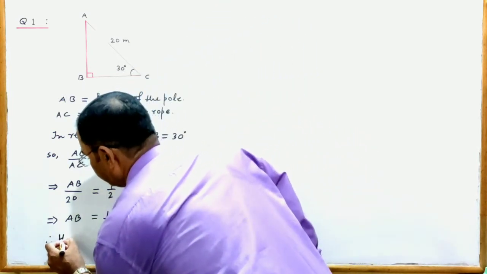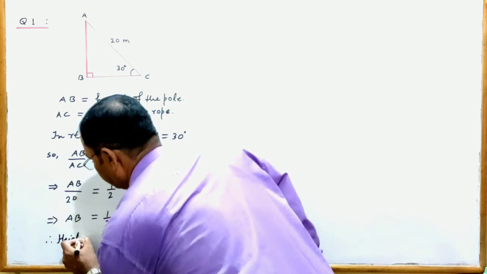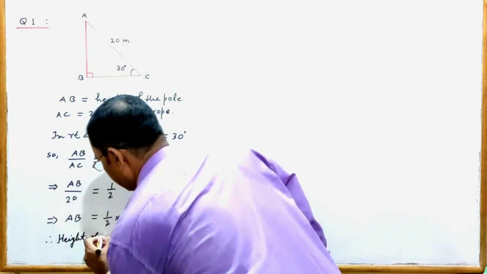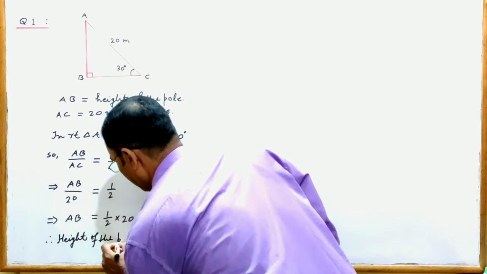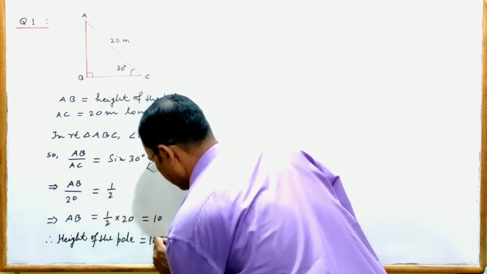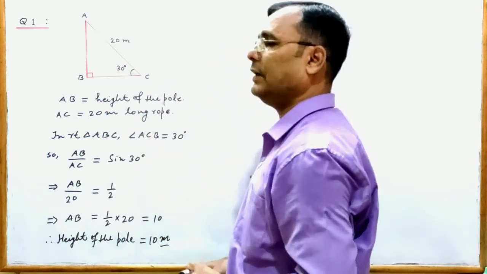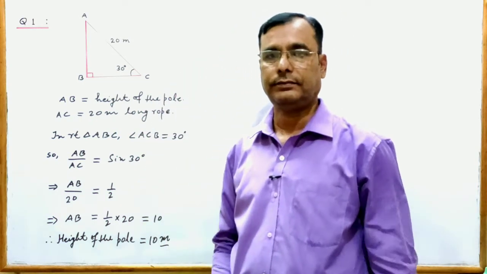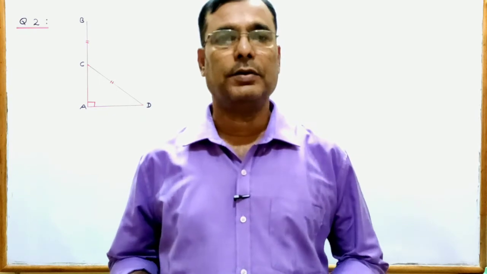Therefore, height of the pole is equal to 10 meter, and this is the answer. Question number 2.